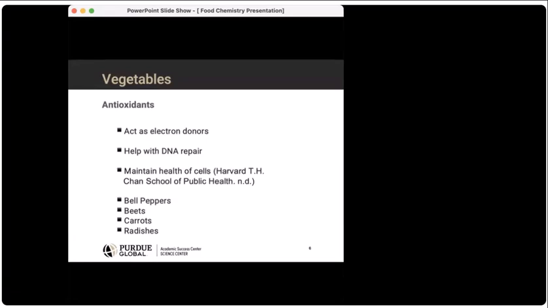Now, here are a few examples, but not all inclusive, of vegetables that contain antioxidants. Bell peppers, and of course, we have a wide variety of colors to choose from. Beets, carrots, and radishes. Generally, vegetables that are purple, blue, red, orange, and yellow hues will be the best sources of antioxidants.